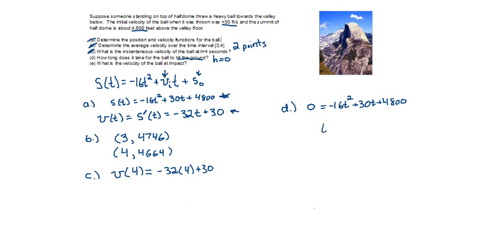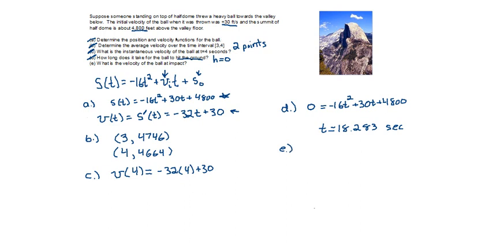So t equals 18.283 seconds. It's quite something. If you throw a ball off of Half Dome, it would take about 18 seconds to hit the ground. That'd be a long time if you were counting. What is the last question? What is the velocity of the ball at impact? So it hits the ground at 18 seconds. How fast is it going?